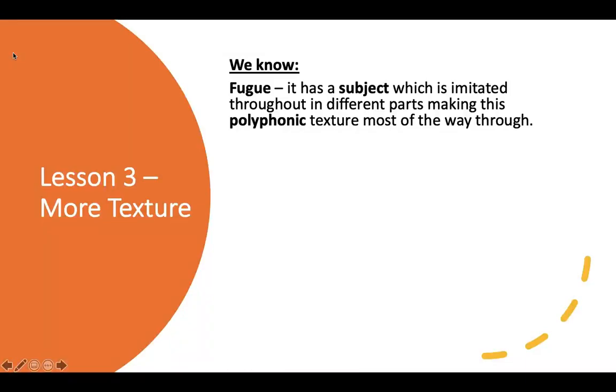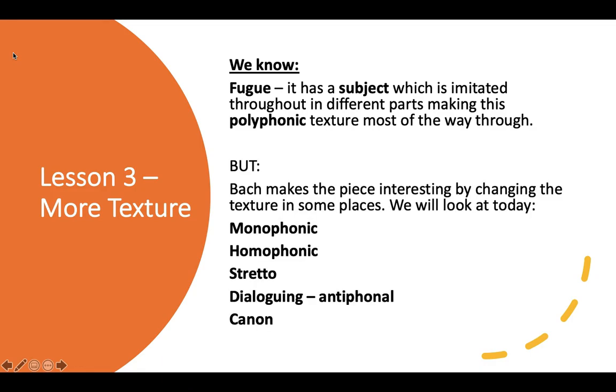So, this lesson I just want to focus a bit more on different textures that we find in this piece. Last week we spoke about how it is a fugue, which creates a polyphonic texture. A fugue meaning it has this subject that is imitated throughout in different parts, creating that polyphonic texture. But Bach does make the piece interesting by changing the texture in some places. Imagine if it was just polyphonic texture all the way through and there were no changes, it would probably get a little bit boring. So he does change the texture to make it a bit more interesting. So we're going to have a look at these ones today.